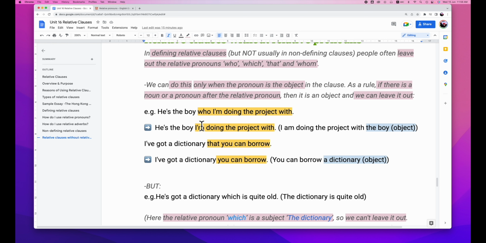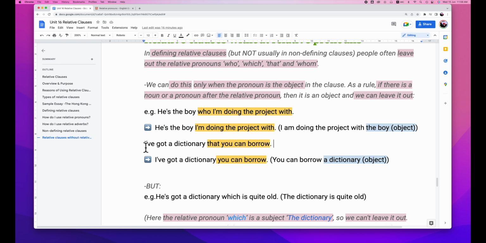Let's take a look. He's the boy who I am doing the project with. We can change it to: he's the boy I'm doing the project with. We can leave out the relative pronoun who, because the word who is referring to the object: I am doing the project with. With what? The boy. The boy is the object. So only when the relative pronoun who is referring to an object, we can leave it out and make the sentence become: he's the boy I'm doing the project with.